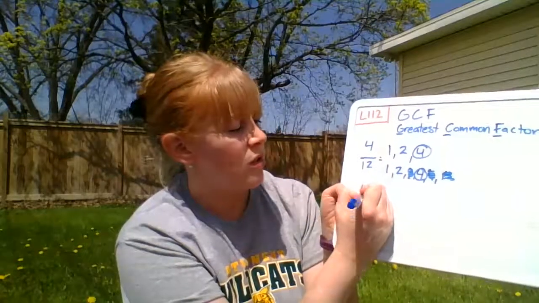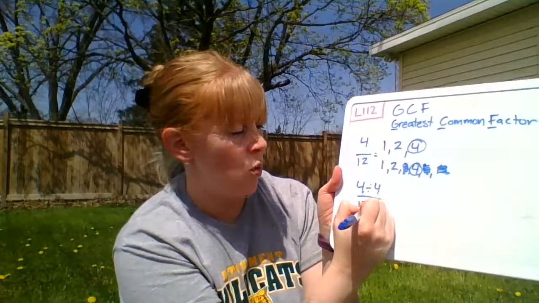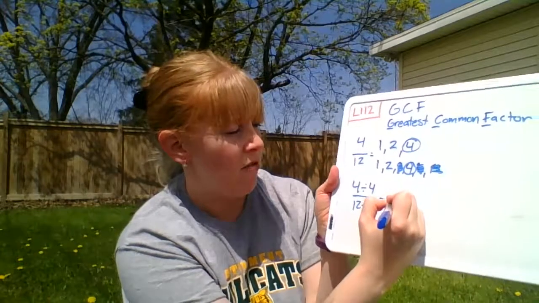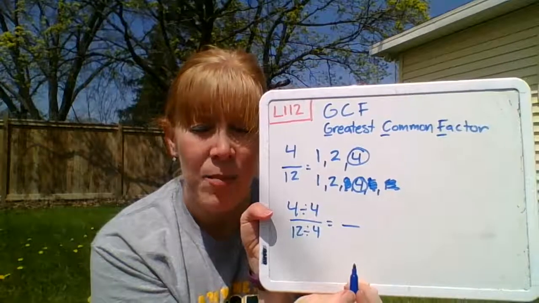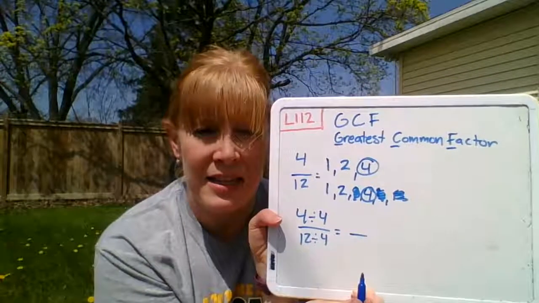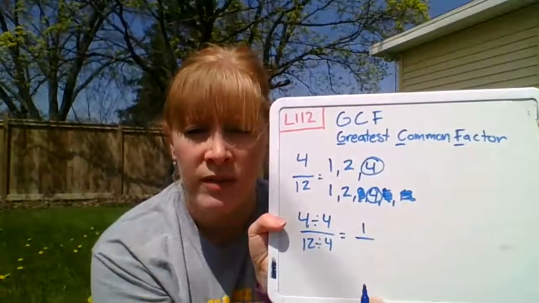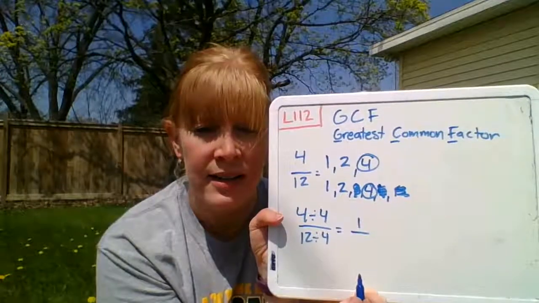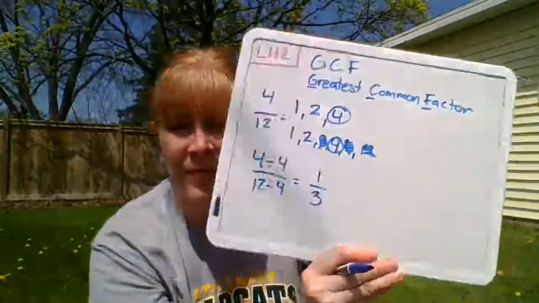So I'm going to divide 4 by 4 and divide 12 by 4. Identity property, 4 divided by 4 is 1. 12 divided by 4 is 3. So this reduces to 1/3.